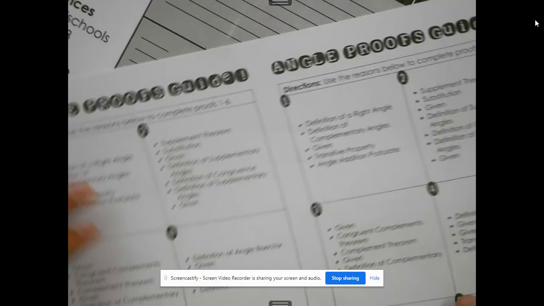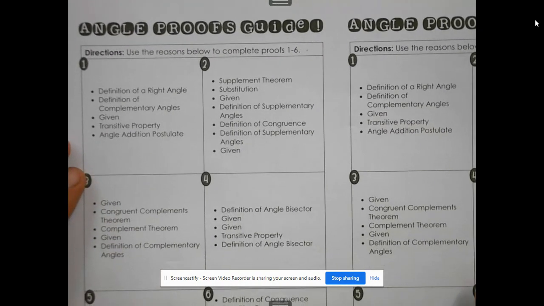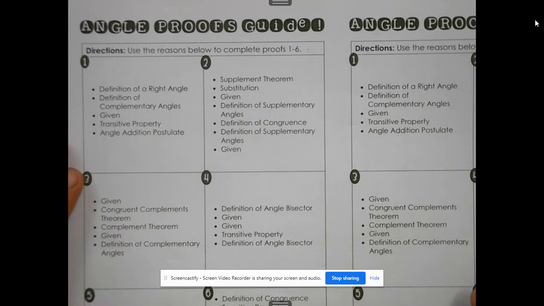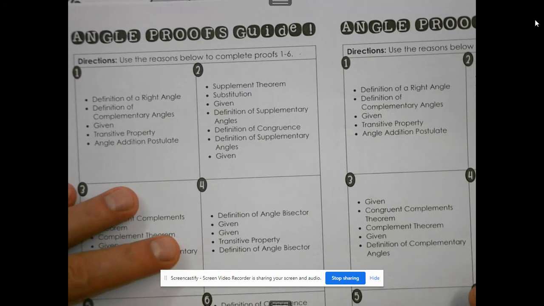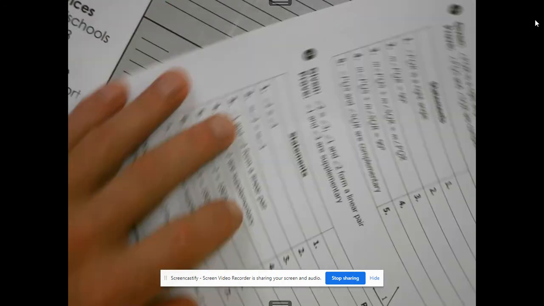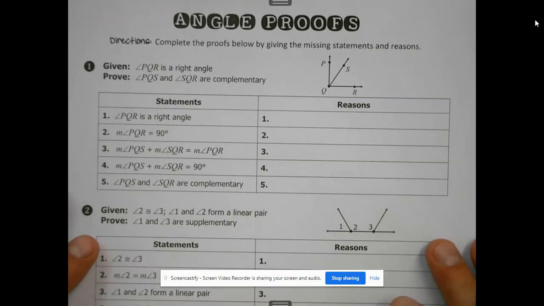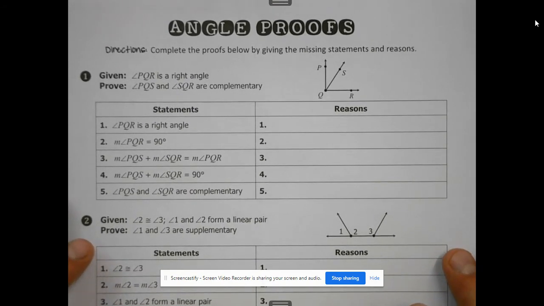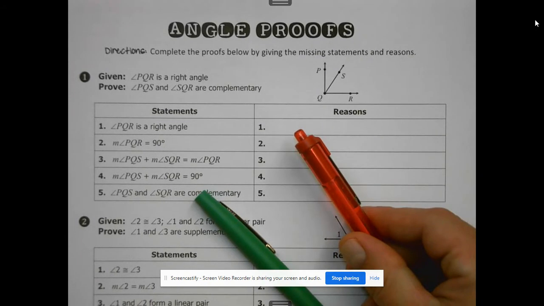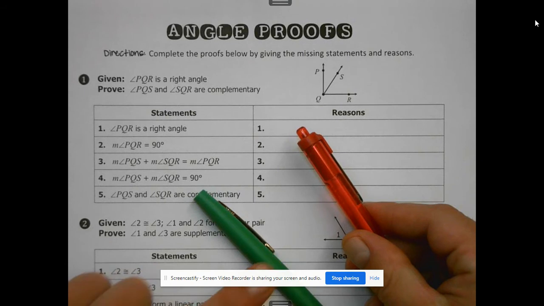This next page, guys, these are just all of the answers for the proofs for numbers 1 through 6. I gave it to you so you can go through it on your own for the notes. But put that aside. Let's go on to the proofs. Angle proofs. You might want a couple colors of pen here because once again, we're going to see that transitive property, and I like to number it with the green one to show you how I get that answer each time.